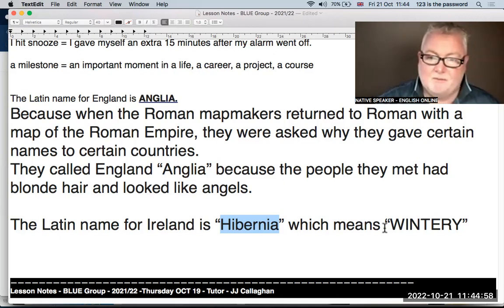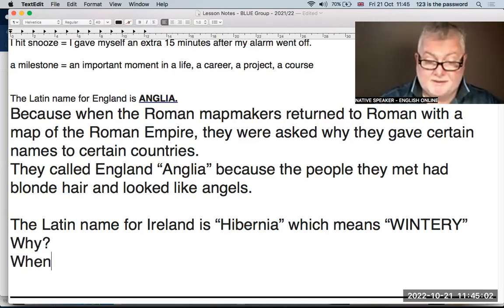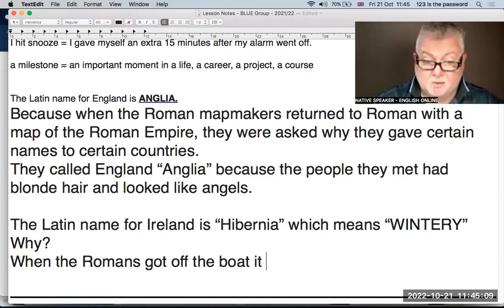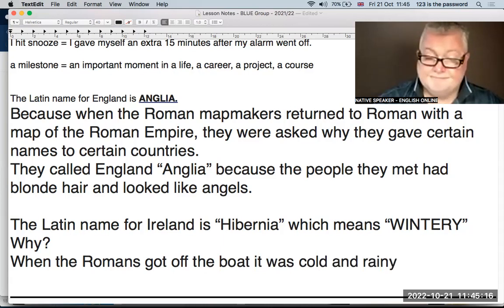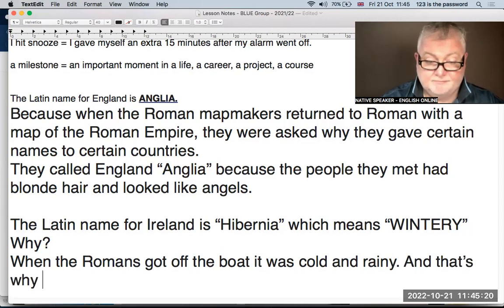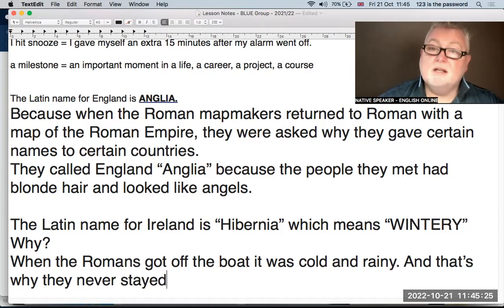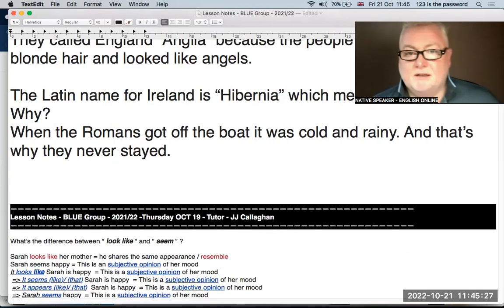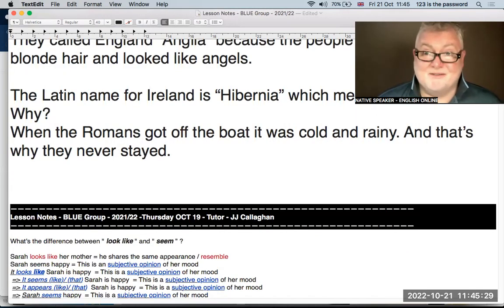So the Latin name for Ireland means wintry. Why? When the Romans got off the boat, it was cold and rainy. And that's why they never stayed. That's why we have no Roman influence in Ireland. Do you know why? Because the Romans hated the weather.